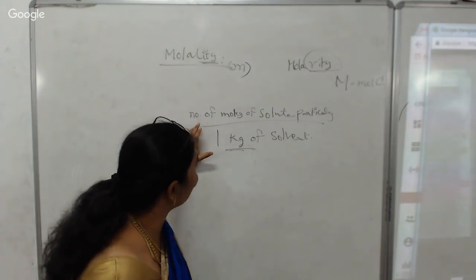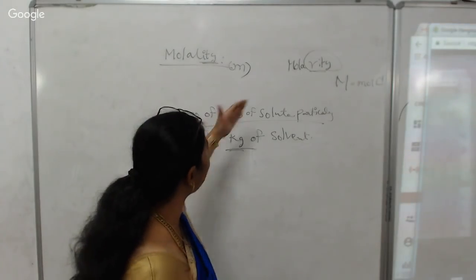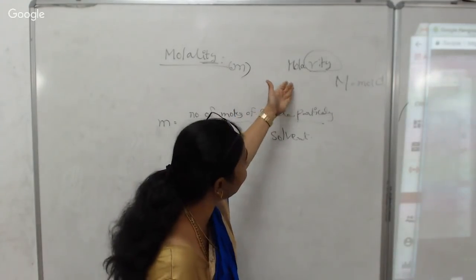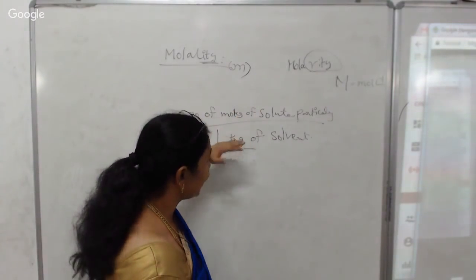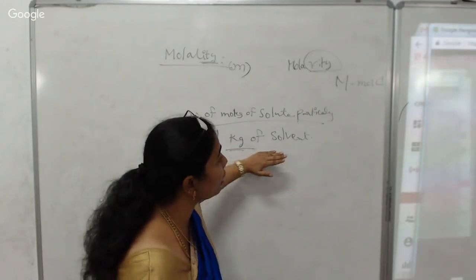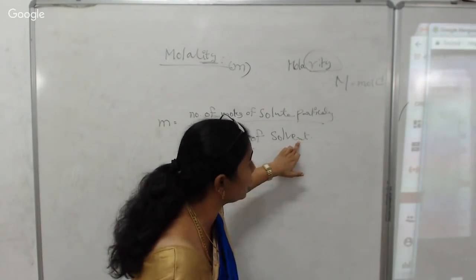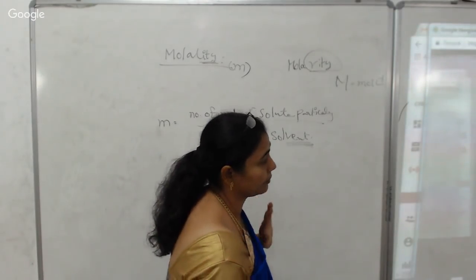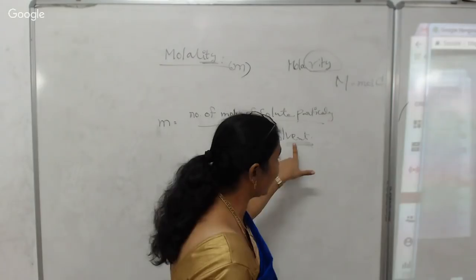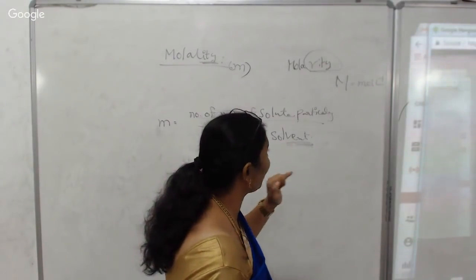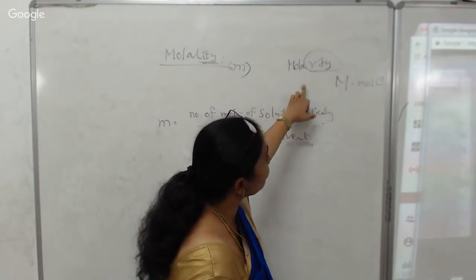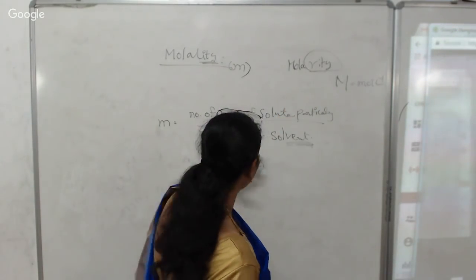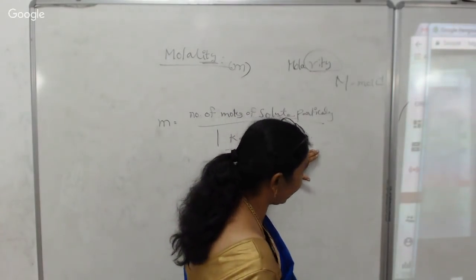So please write down, most of the students will get confused and will write the molarity formula. The number of moles of solute particles is the same in the case of molarity and molality, there is no doubt. But down here it is 1 kg of solvent. Solvent alone. Please underline solvent. It is not solution. Only pure solvent. You should not take solute particles. But in the case of molarity, it is given volume of solution in liters. But here 1 kg of solvent.